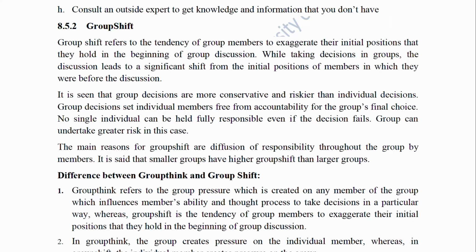Group decisions set individual members free from accountability for the group's final choice. No single individual can be held fully responsible even if the decision fails. Group can undertake greater risk in this case. The main reasons for group shift are diffusion of responsibility throughout the group by members. It is said that smaller groups have higher group shift than larger groups.